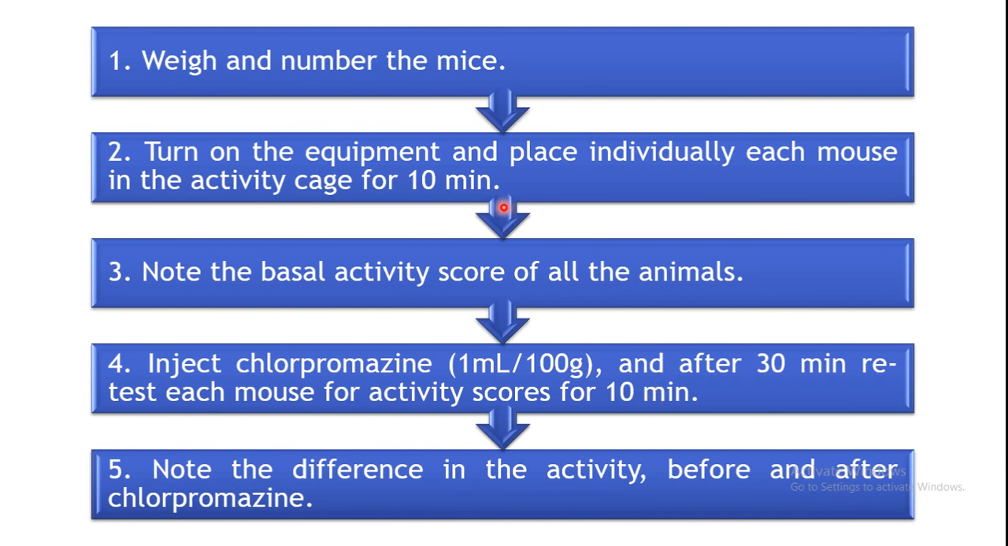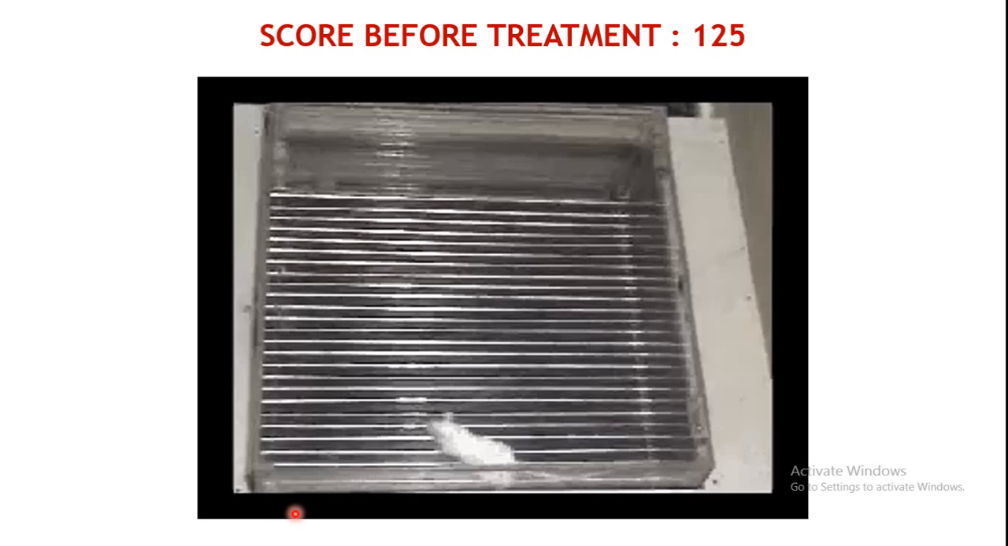Okay, so before the drug we have tested for activity score for 10 minutes, after which the drug was given to the animals, and after 30 minutes again the activity score was measured for 10 minutes. So this difference in the activity score before and after the drug treatment, that is chlorpromazine treatment, can be noted down. So this is the video showing the activity cage in which the animal is kept.